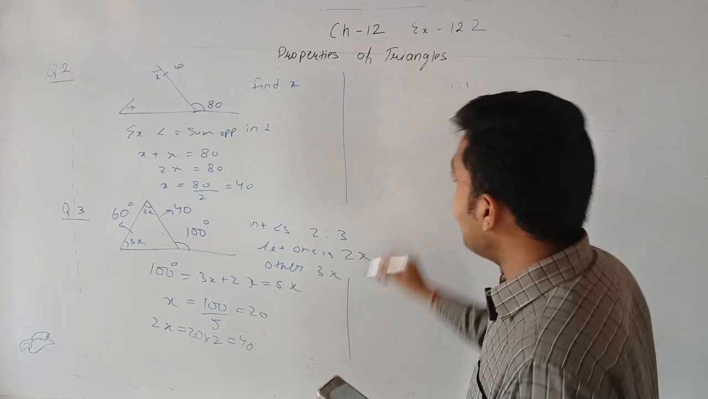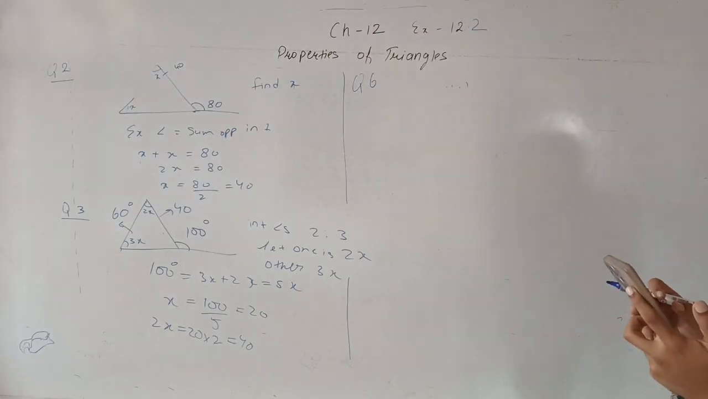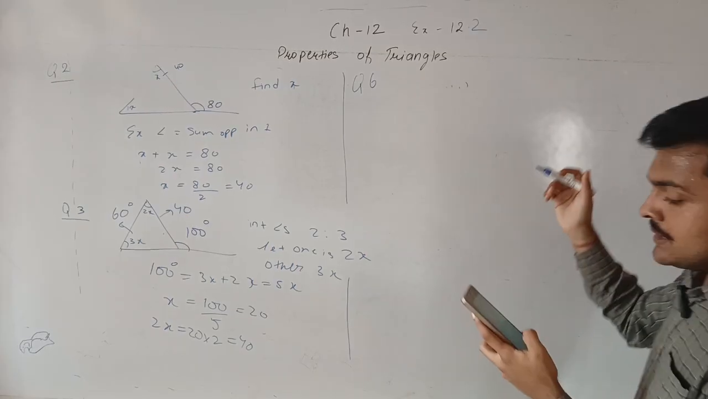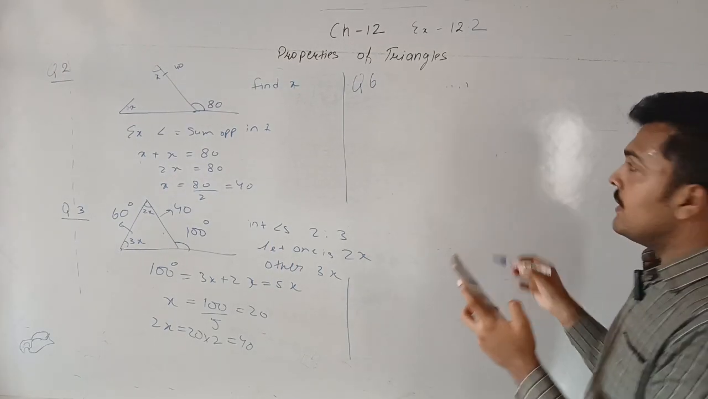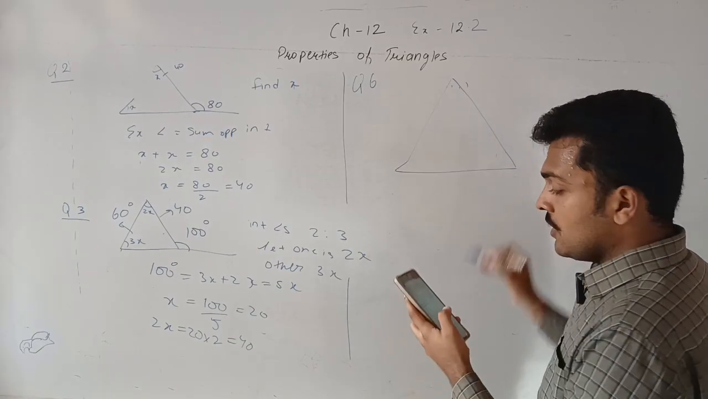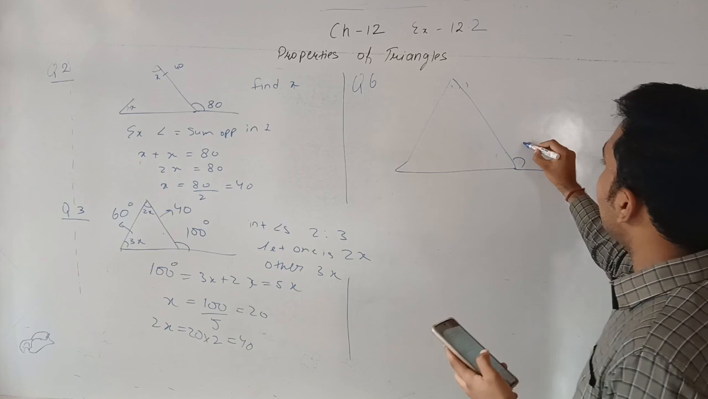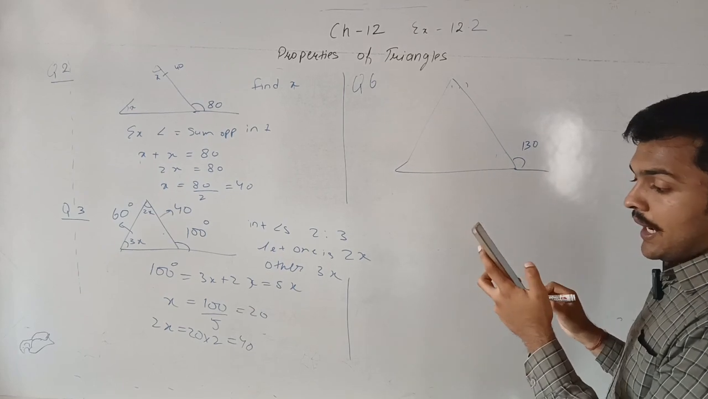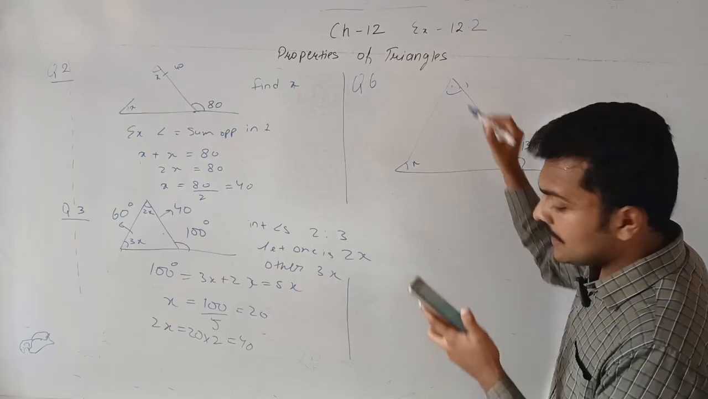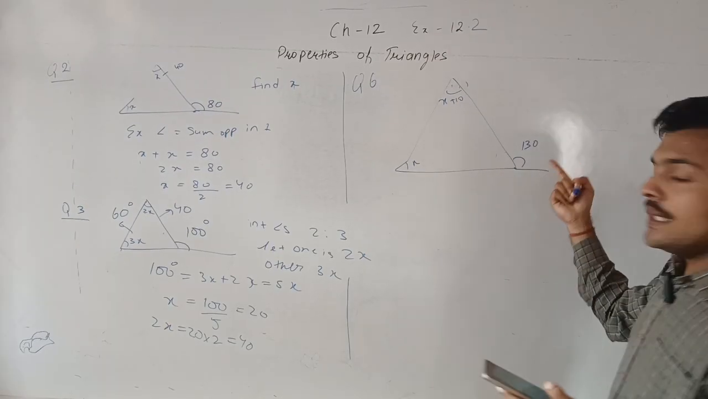Now we are going to do the next question. Next question in our syllabus is question number 6. Determine the angles of these triangles. We have to determine the angles in the following triangles. So our first triangle, exterior angle is given as 130 degrees and opposite interior angles are given as x and x plus 10.